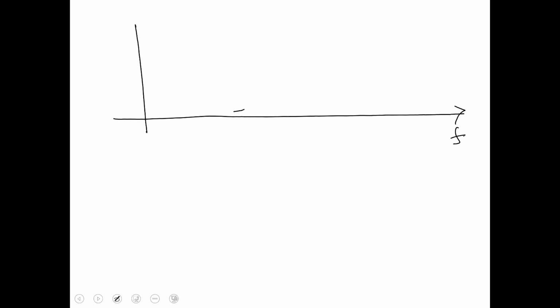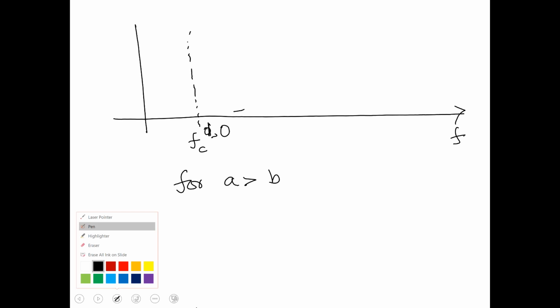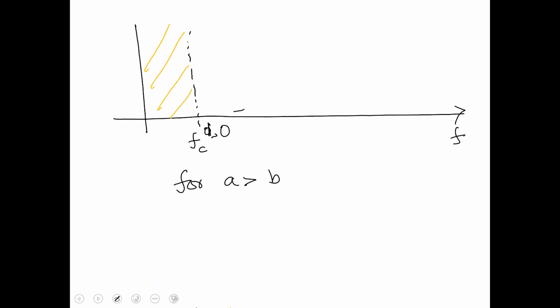Let's assume a is equal to b, and if I was plotting the frequency plots, you're going to get a cutoff here, which is fc10, and below that cutoff, in this shaded region, no guided mode is allowed. In that shaded region.